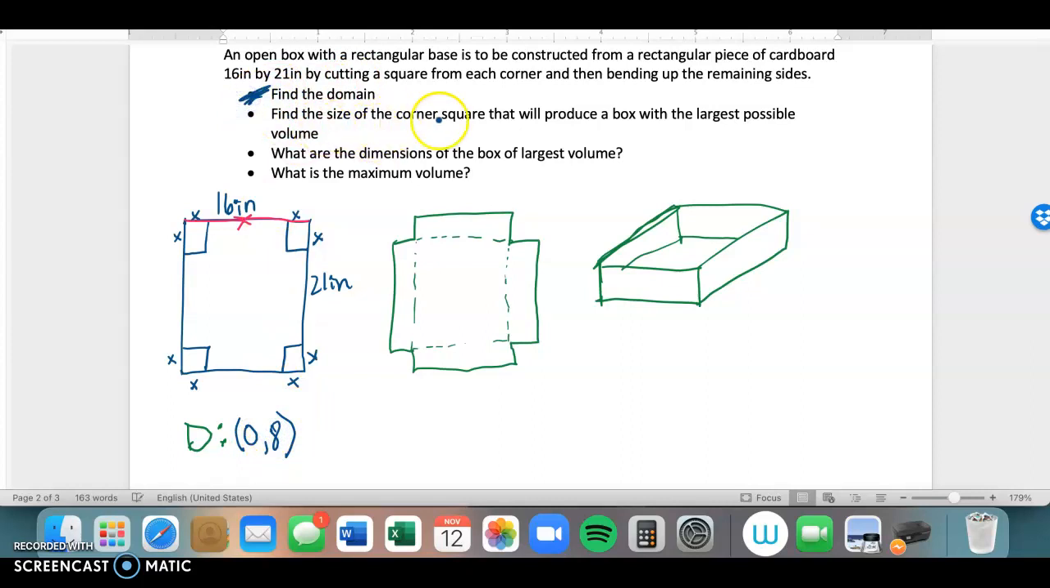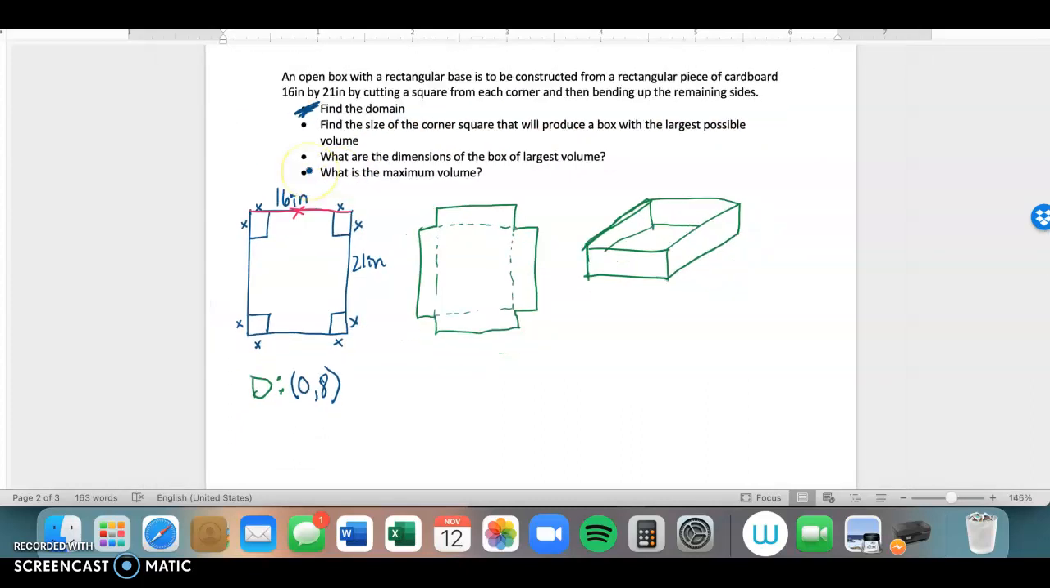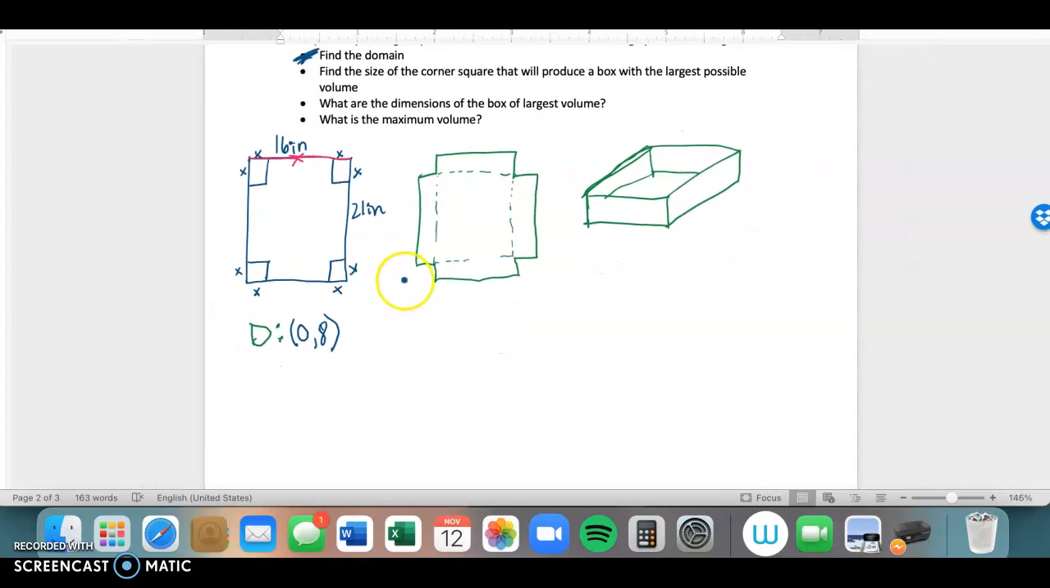Let's find the size of the corner square that will produce a box with the largest possible volume. So we need to be talking about volume. Sorry, I'm just going to scoot that over here. So what is our volume formula for this type of shape? We have base times length, and height. So this formula usually is L times B times H. I don't know, written many different ways.